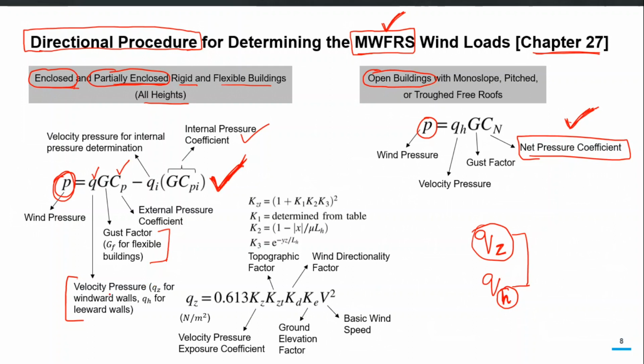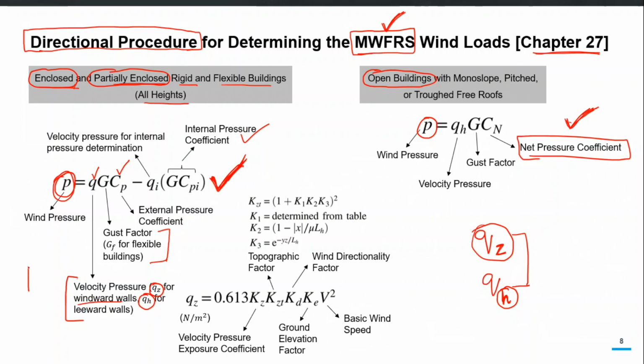So for velocity pressure, this Q, for windward walls, you will be determining it at different Z heights denoted by Z. But for leeward side, you will be determining it for the roof level of your building, so it is determined as Q sub H. Windward side, windward wall is the wall which is facing directly facing the wind.